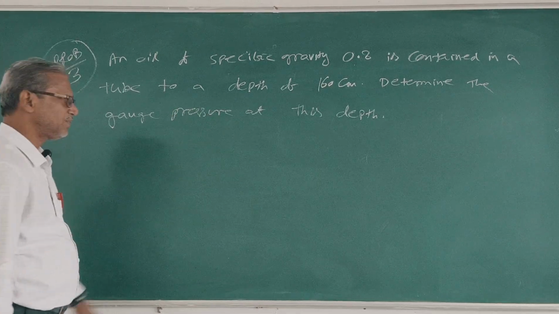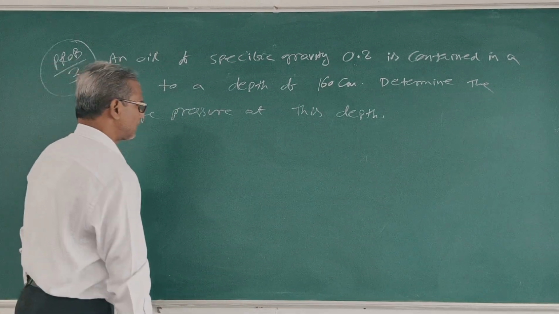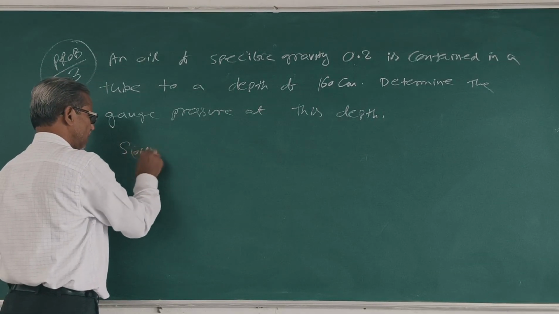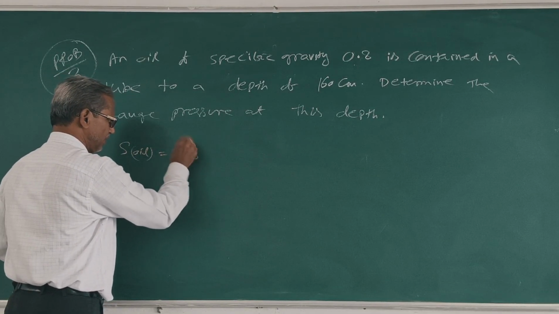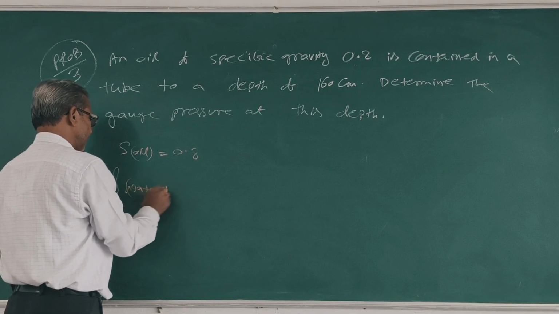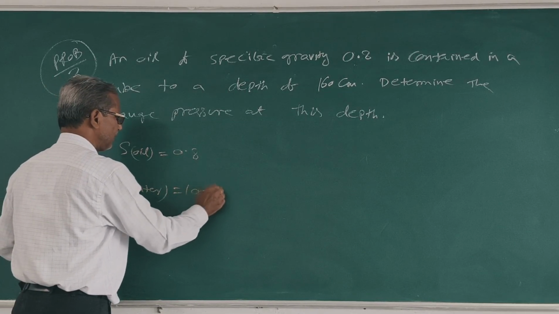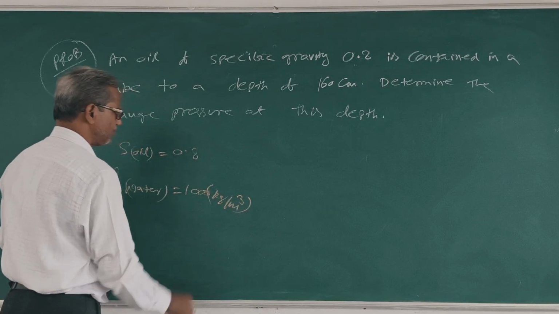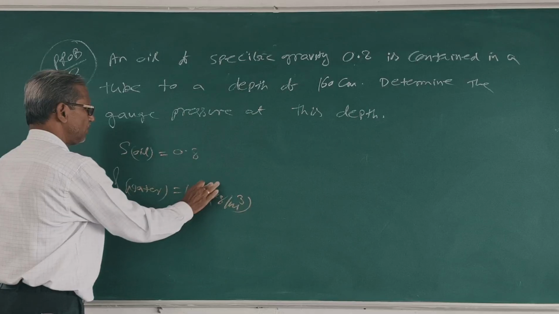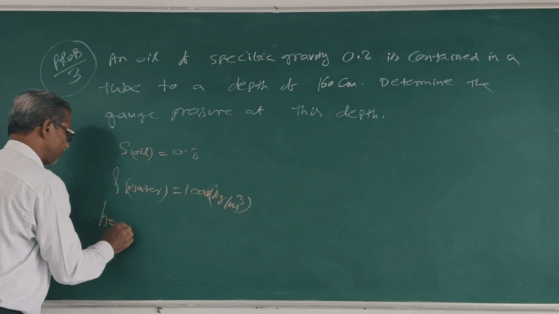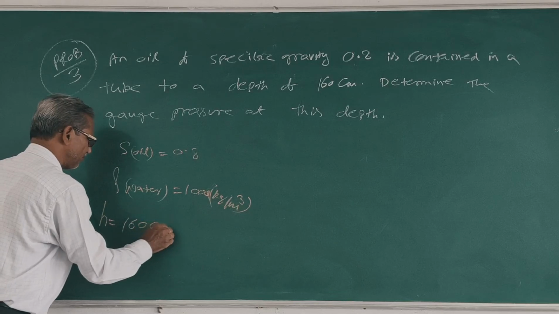Clear? Given specific gravity of oil, S oil, 0.8. Clear? What is rho water? 1000 kg per meter cube. Clear? What is height, H? 160 cm, 1.6 meter.